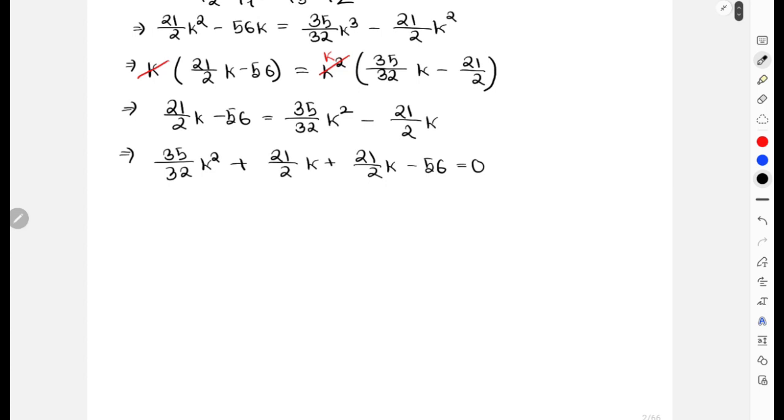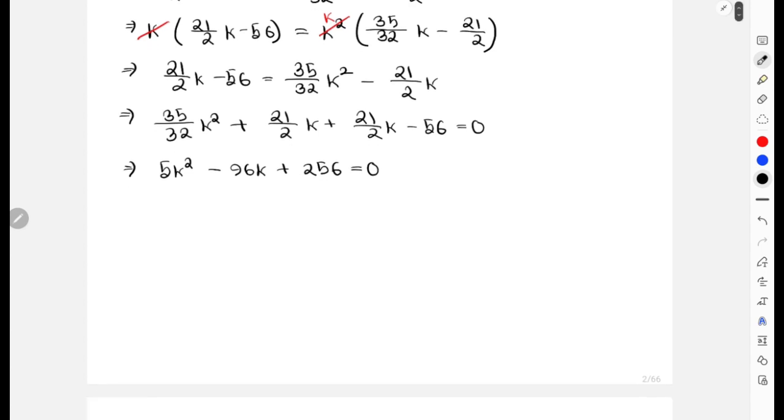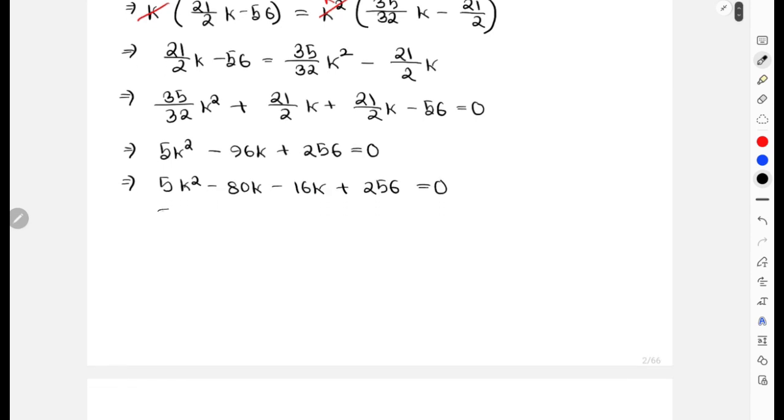And from this part, if you do LCM and all these things, the final equation would look like this: 5k square minus 96k plus 256 equals 0. And from this, you have to just do the middle term from this point onward. We can break this into 16 and 80, right? So this will be 5k square, 80k, 16k, and then 256 equals 0. So this is basically 5k, and then k minus 16, and then 16 is k minus 16, equals 0.